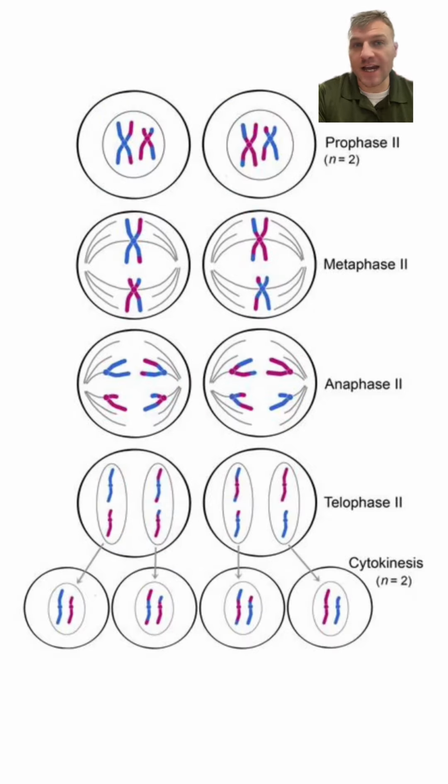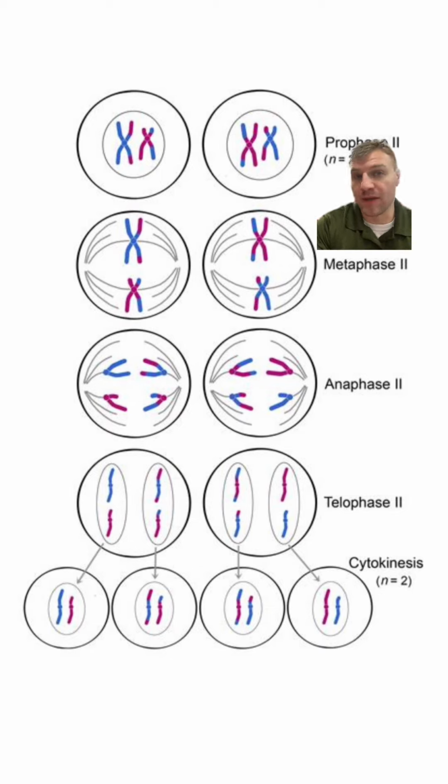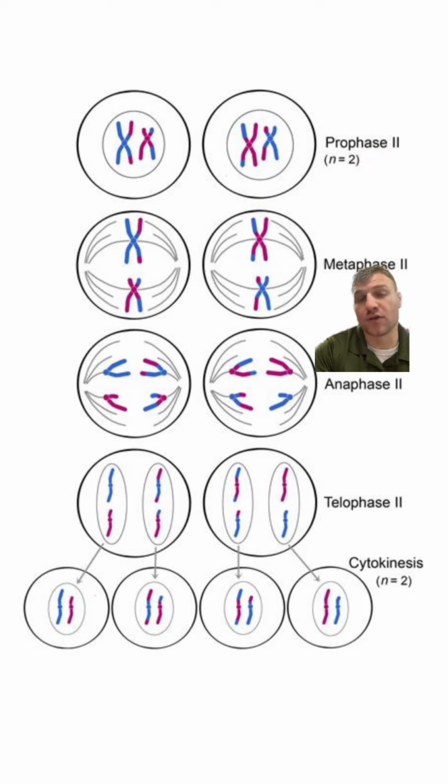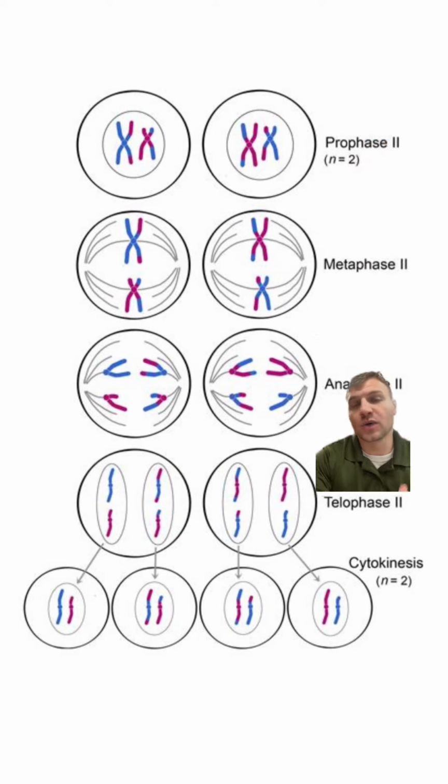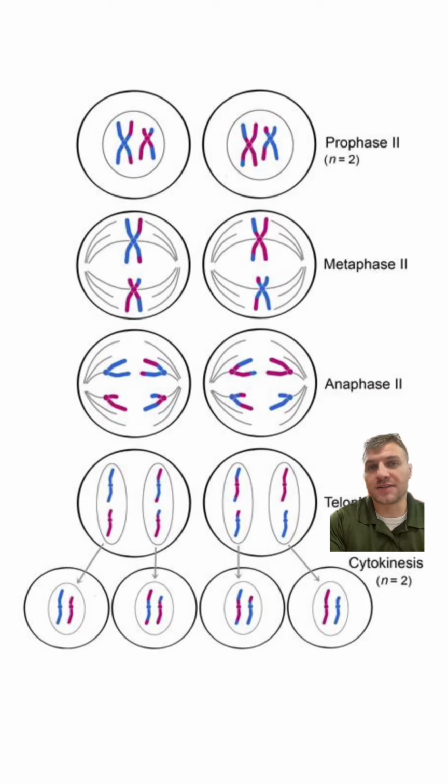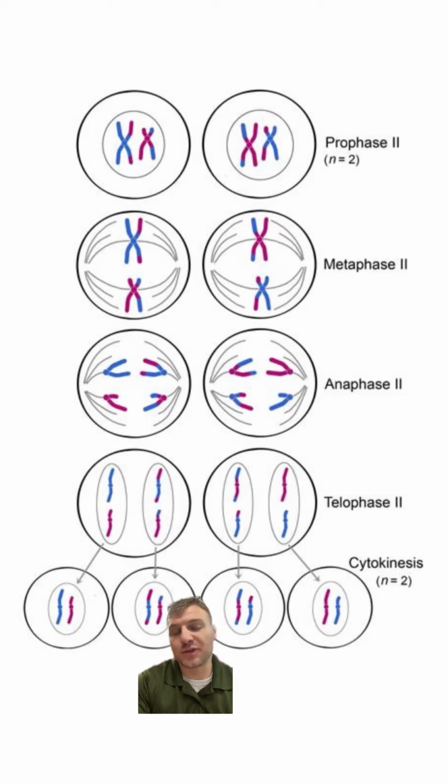Meiosis 2 is almost exactly like mitosis. During prophase 2, the chromosomes will condense. During metaphase 2, they'll align in the middle. During anaphase 2, the chromatids will split apart, just like we saw in mitosis. During telophase 2, the nuclei will start to reform. And then during cytokinesis, the cells will finally split. And as you can see, there will be 4 cells, which will all be haploid. And these cells will develop into either sperm cells or egg cells.